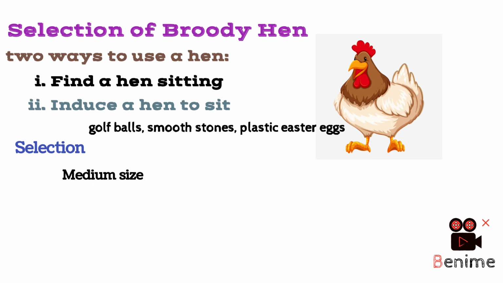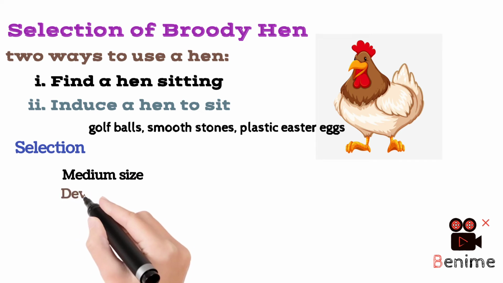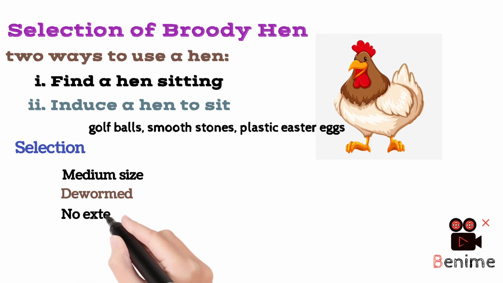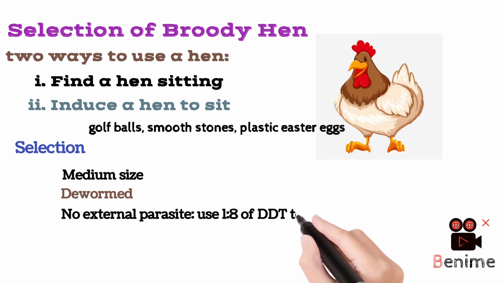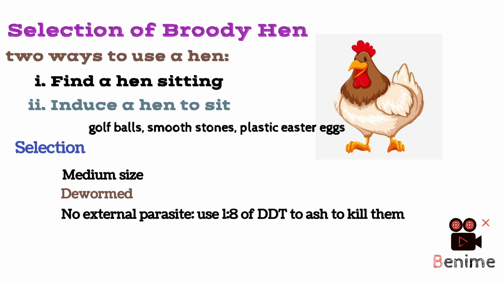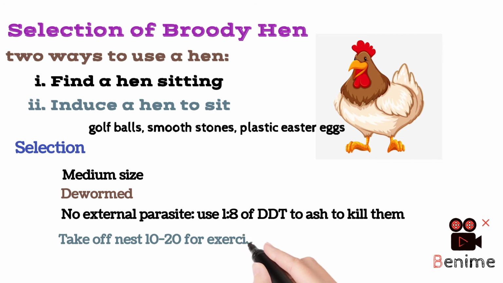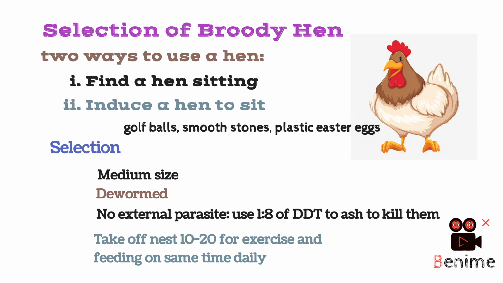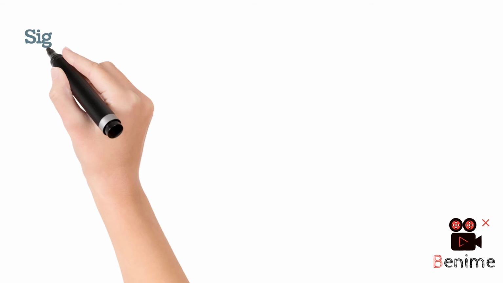Selection of a broody hen depends upon the following characteristics. It should be medium size, dewormed, and free from external parasites, or use anti-parasitic drugs, and take it off the nest for 10 to 20 minutes for exercise and feeding at the same time daily. These should be the characteristics of a broody hen.